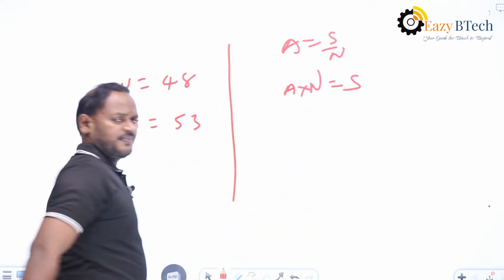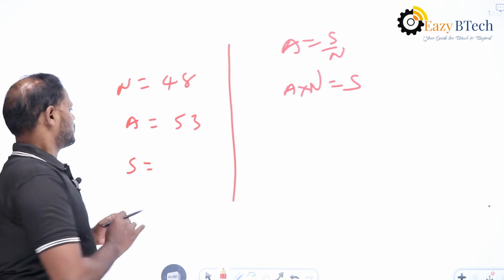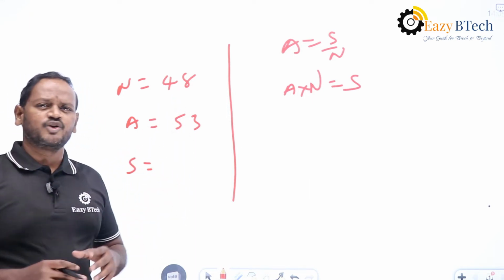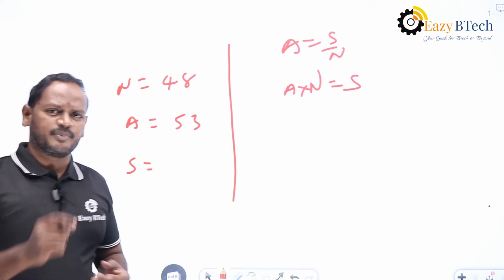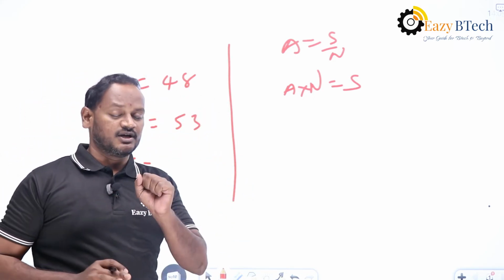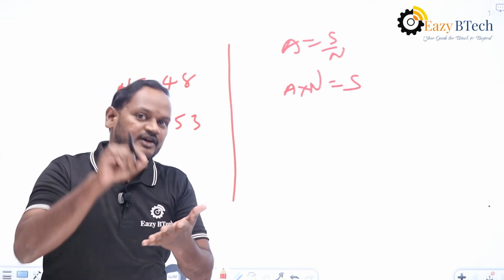This is the story we have. That's why I need to go for the sum. So if you go for the sum, 48 into 53 will be there. Actually, we don't know the particular numbers, and we don't know the particular values. 48 terms are there, of course, but we don't know the exact value of each number.